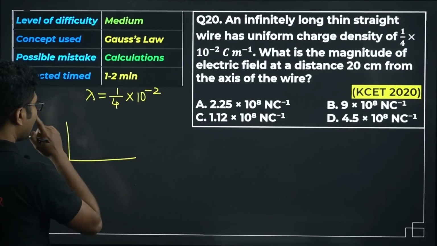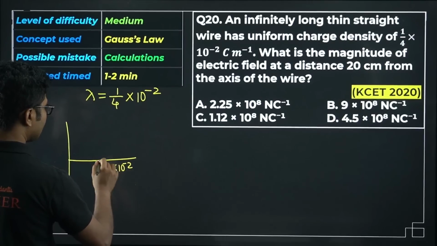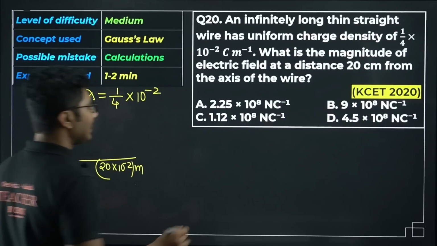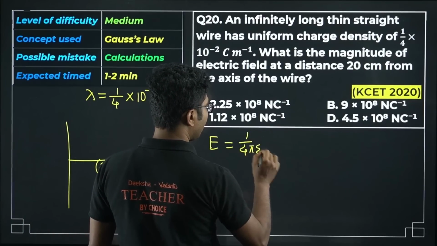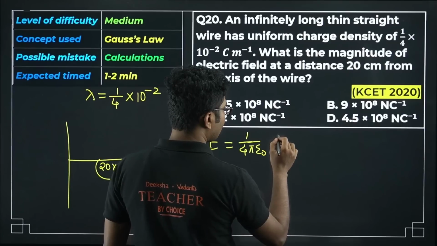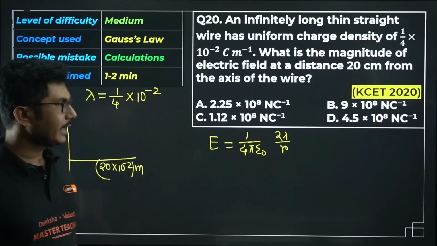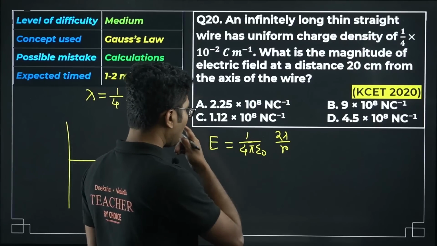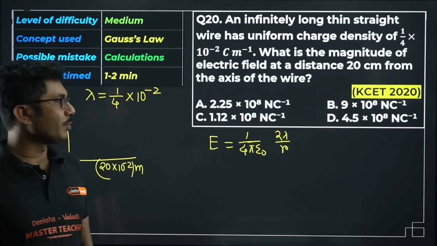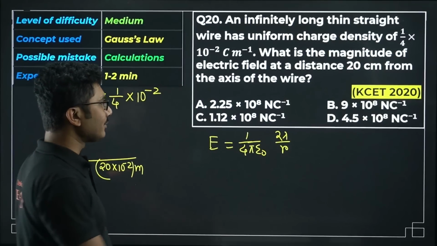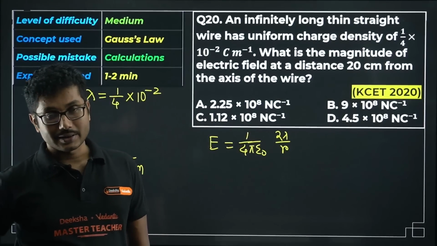So this is a long wire, lambda is given, and the distance is 20 centimeter, which means 20 into 10 to the power minus 2 meters. Now what is the electric field? Electric field is basically given by 1 by 4 pi epsilon naught, 2 lambda by the distance r. That is the formula, right? You can cancel these two and say 2 pi epsilon naught. That is also fine. I like to remember it this way because 1 by 4 pi epsilon naught is a constant.